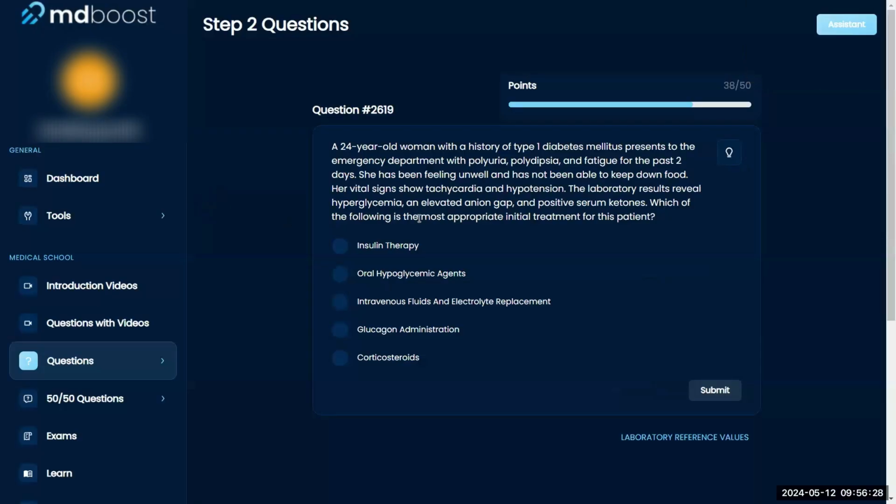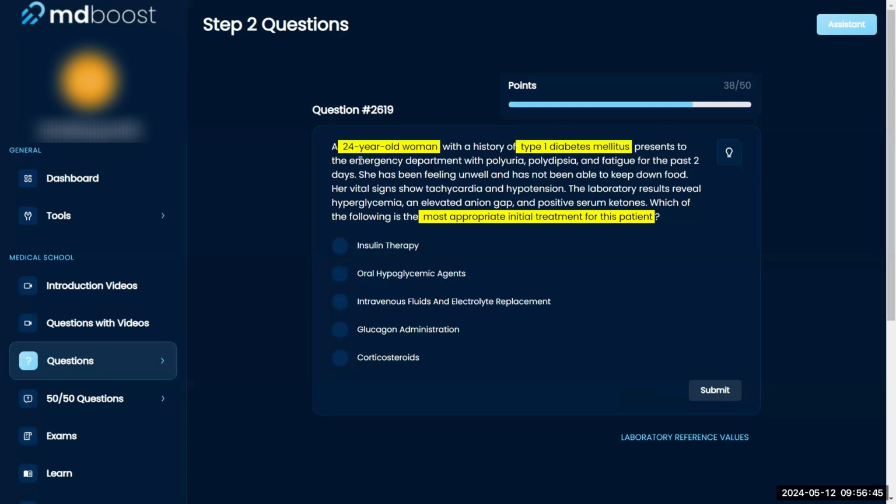Okay, which of the following is the most appropriate initial treatment for this patient? Insulin, oral hypoglycemic agent, IV fluids, electrolytes, glucagon, steroids. So some sort of endocrine, maybe diabetic picture. 24-year-old woman. She has type 1 diabetes.